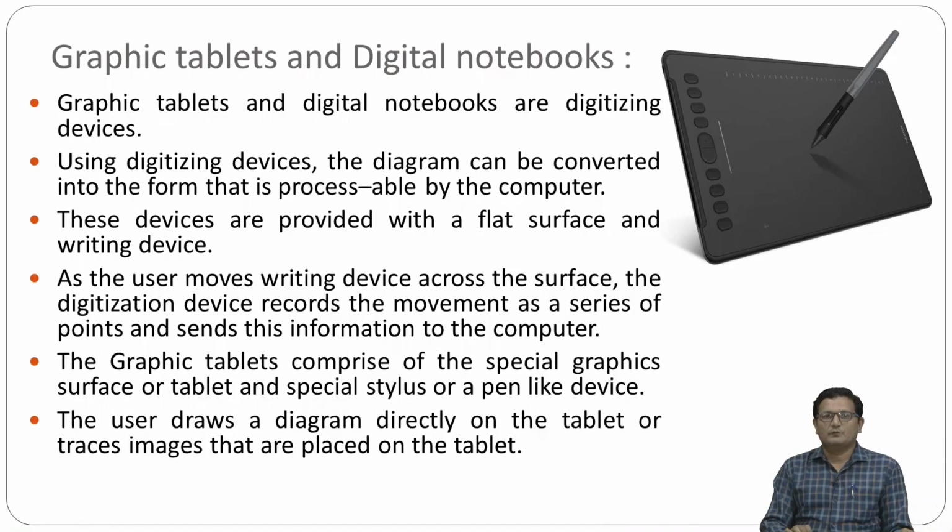As the user moves the pen across the writing surface, the digitization device records the movement of the pen, and it will be recorded in the form of digital data in the computer system. The graphic tablet comprises a special graphic surface or tablet and a special stylus, a pen-like device. The user can also draw a diagram, and you can get it automatically in the form of an image in the computer system.